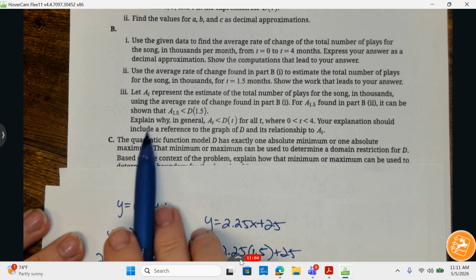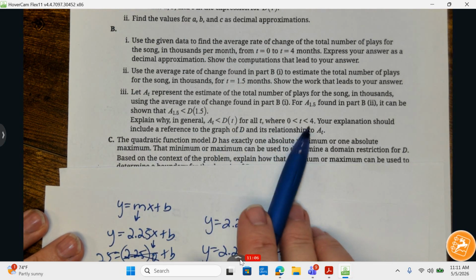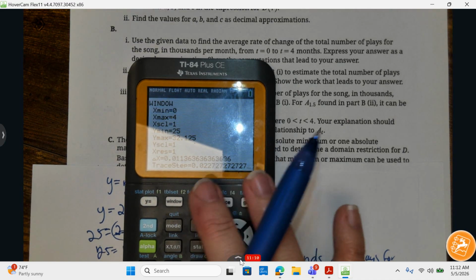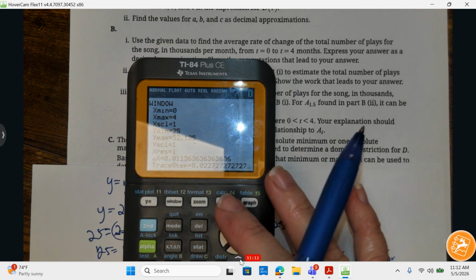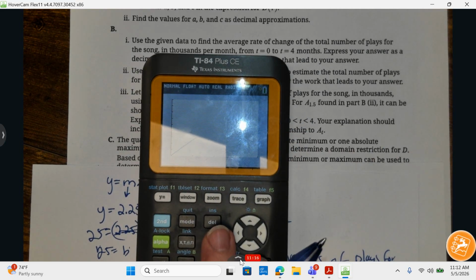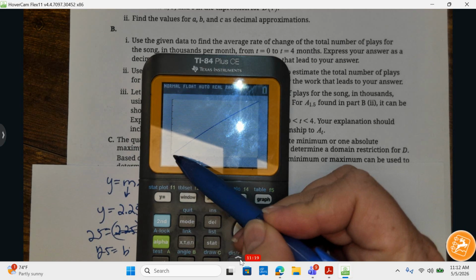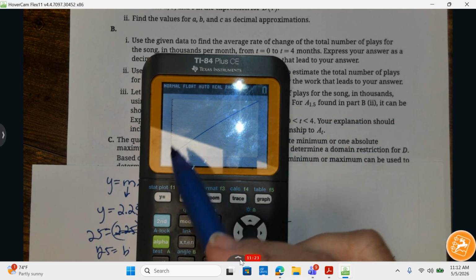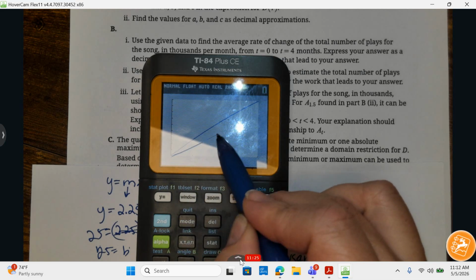The next part says, explain why this is the case between 0 and 4. Well, let's just look from 0 to 4 right now. Okay, I've got to do a zoom fit. So from 0 to 4, we're working with the parabola that, yes, is opening downwards, right? But this parabola is going to be above that secant line.